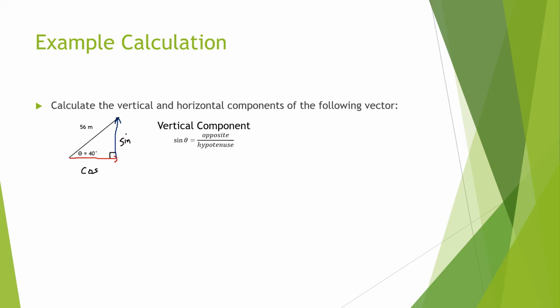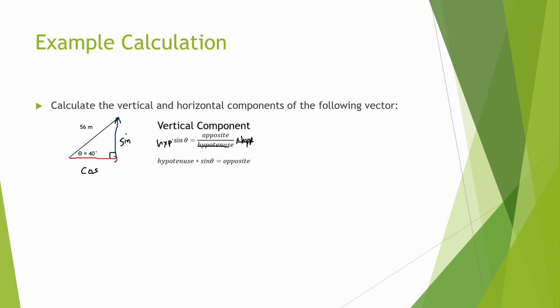So the sine of theta is equal to the opposite over the hypotenuse. I'm going to do a little bit of algebra here first, because the opposite is the side I'm interested in. I'm going to multiply both sides by the hypotenuse to get it to cancel on the right side and get the opposite by itself. So hypotenuse has canceled, and I'm left with the hypotenuse times the sine of the angle equals the opposite.